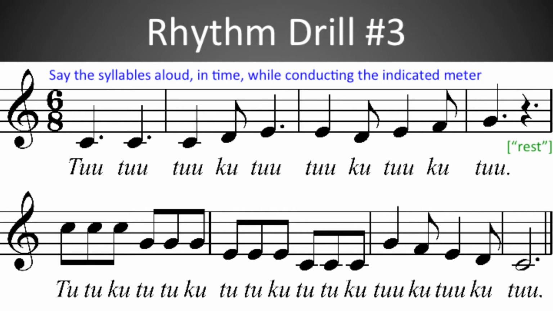Drill number 3, Row, Row, Row Your Boat, features 6/8 meter, eighths, quarters, dotted half. Conduct 6/8 time like 2/4, down, up, with a bit of a lilt or swing, and be sure to whisper that dotted quarter rest. Ready? 1, 2, 2, 2, 2, ku, 2, 2, ku, 2, ku, 2, rest. 2, 2, ku, 2, 2, ku, 2, 2, ku, 2, 2, ku, 2, ku, 2, ku, 2.